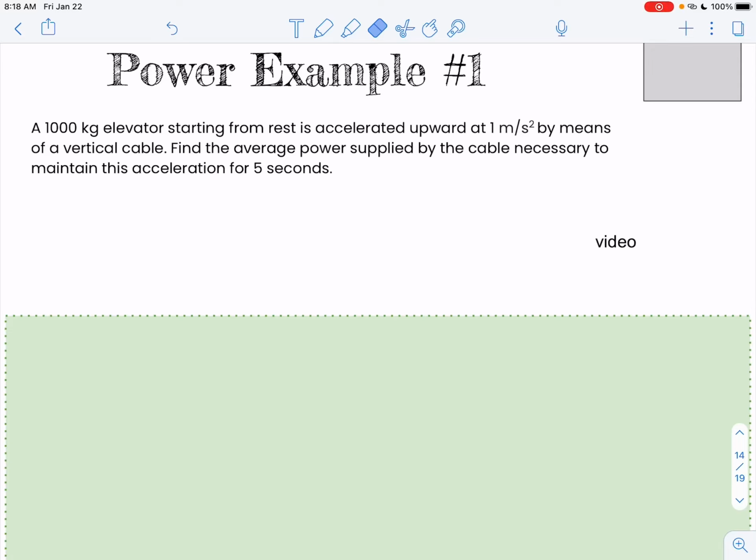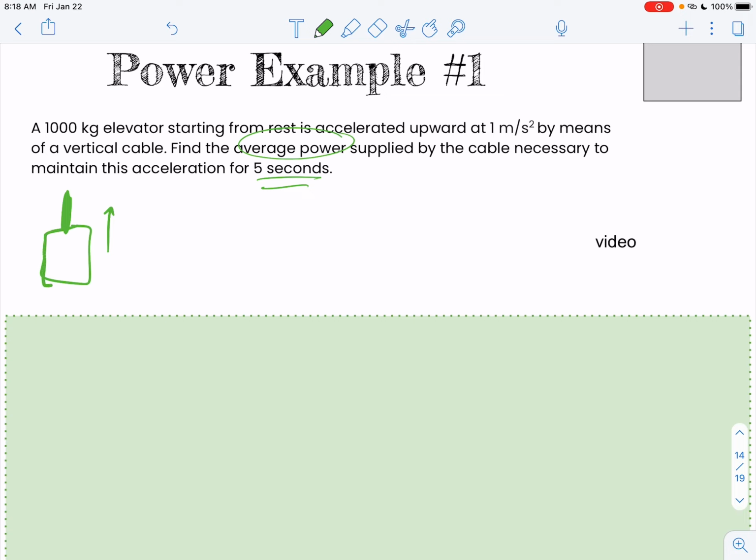So here's an example of how to do a power problem. A 1,000 kilogram elevator starting from rest is accelerated upwards at 1 meter per second squared by means of a vertical cable. Find the average power supplied by the cable necessary to maintain this acceleration for 5 seconds.